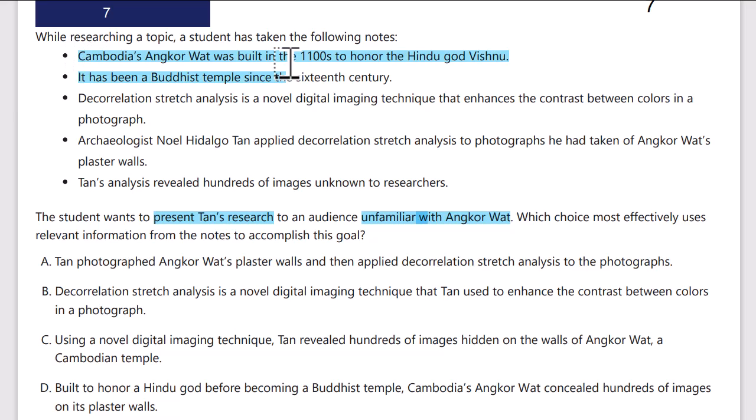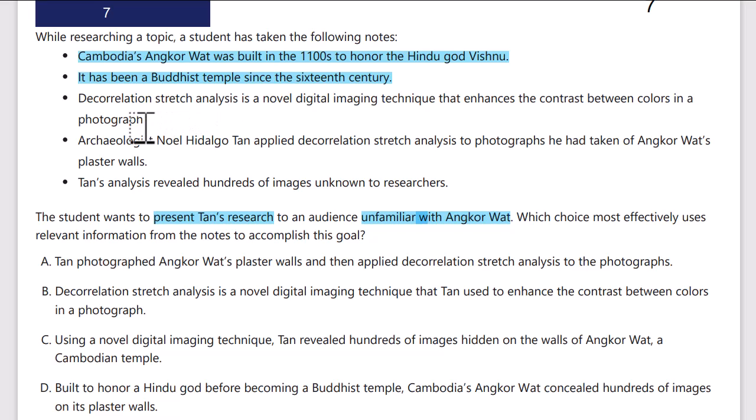Cambodia's Angkor Wat was built in the 1100s to honor Hindu god Vishnu. So I guess it's a place, not a person. It has been a Buddhist temple since the 16th century. So this is background information on Angkor Wat. If people are unfamiliar with it, we're going to have to include those two bullet points in the answer choice. Decorrelation stretch analysis is a novel digital imaging technique that enhances the contrast between colors in a photograph.